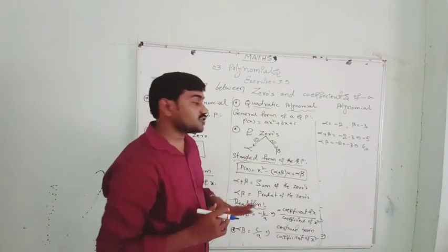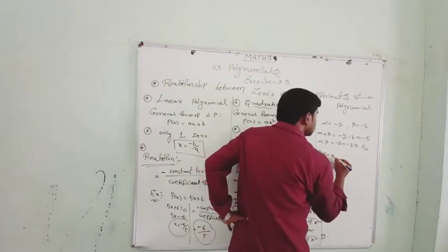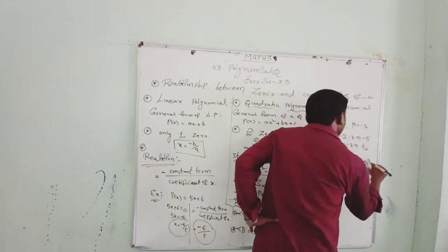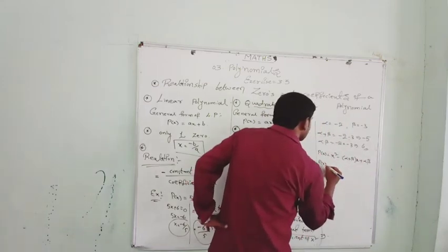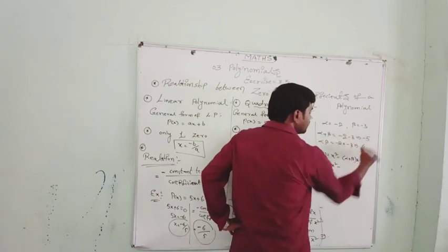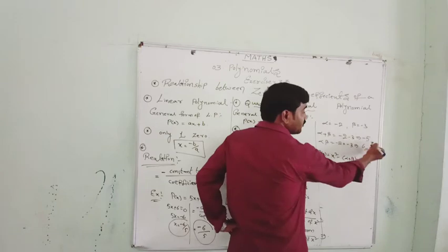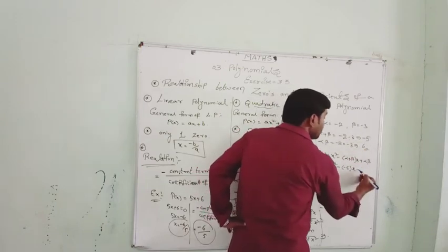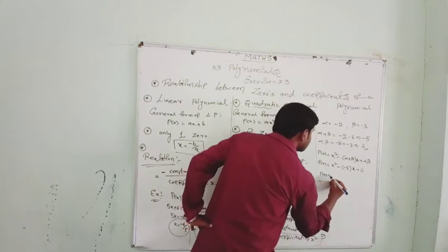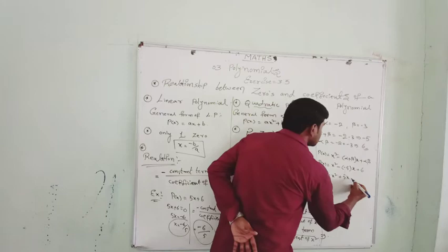Yes, this standard form is useful for us. So let us write the standard form: p of x equals x square minus (alpha plus beta) into x plus alpha beta. Here, alpha plus beta value is minus 5, so I wrote minus of minus 5 into x, and alpha beta equals 6. P of x equals x square plus 5x plus 6.